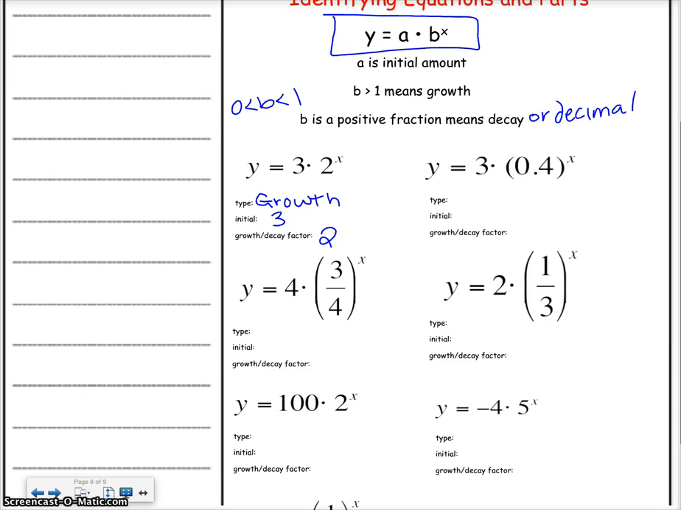My next one: y equals 3 times 0.4 to the x. Is it growth or decay? Growth means bigger than 1. This is a decay because it's a decimal. That means the graph is going to look like that. The initial amount is 3 and the decay factor is 0.4.